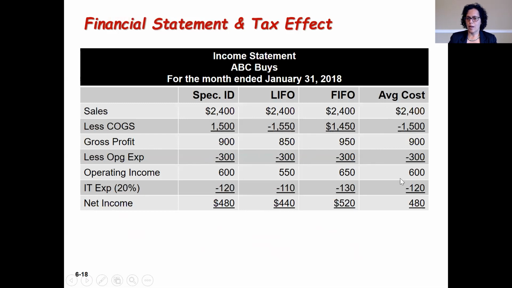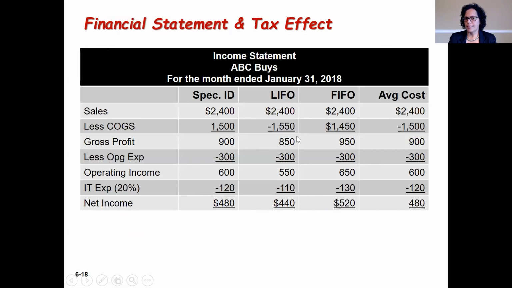So my operating income now is different. It's really because my gross profit was different. And based on that, my income tax expense number is going to be different. So specific identification, let's set that aside because it is what it is. For these three methods, let's see what the pattern is. So first thing, regardless of what we're looking at, your average cost method will give you a net income number that's going to be between LIFO and FIFO. It's going to be between these two.